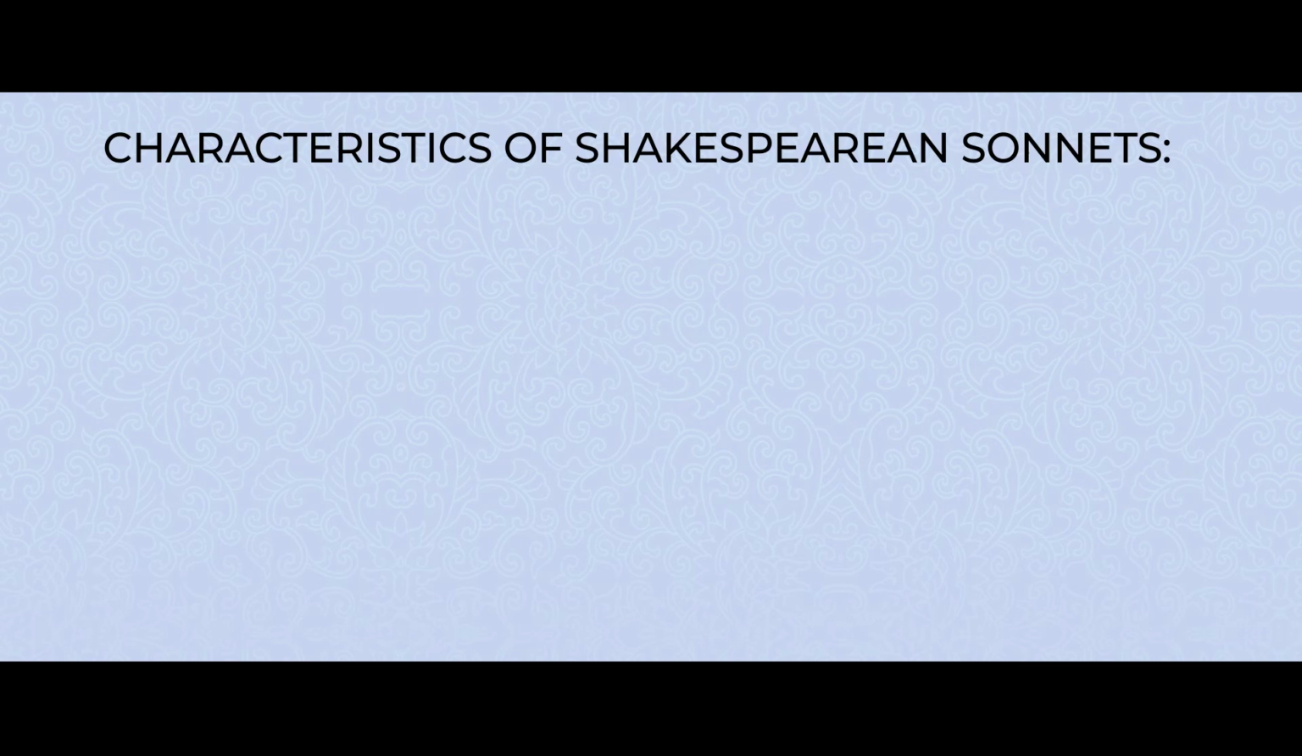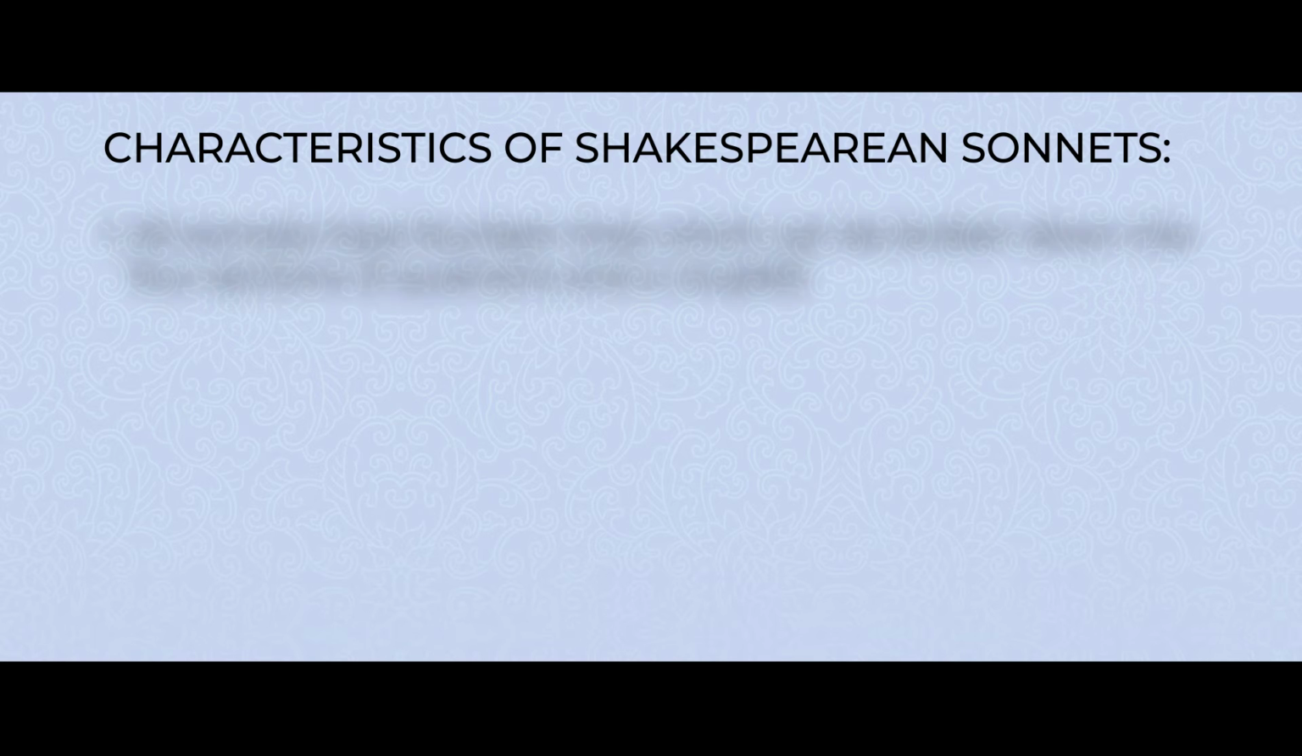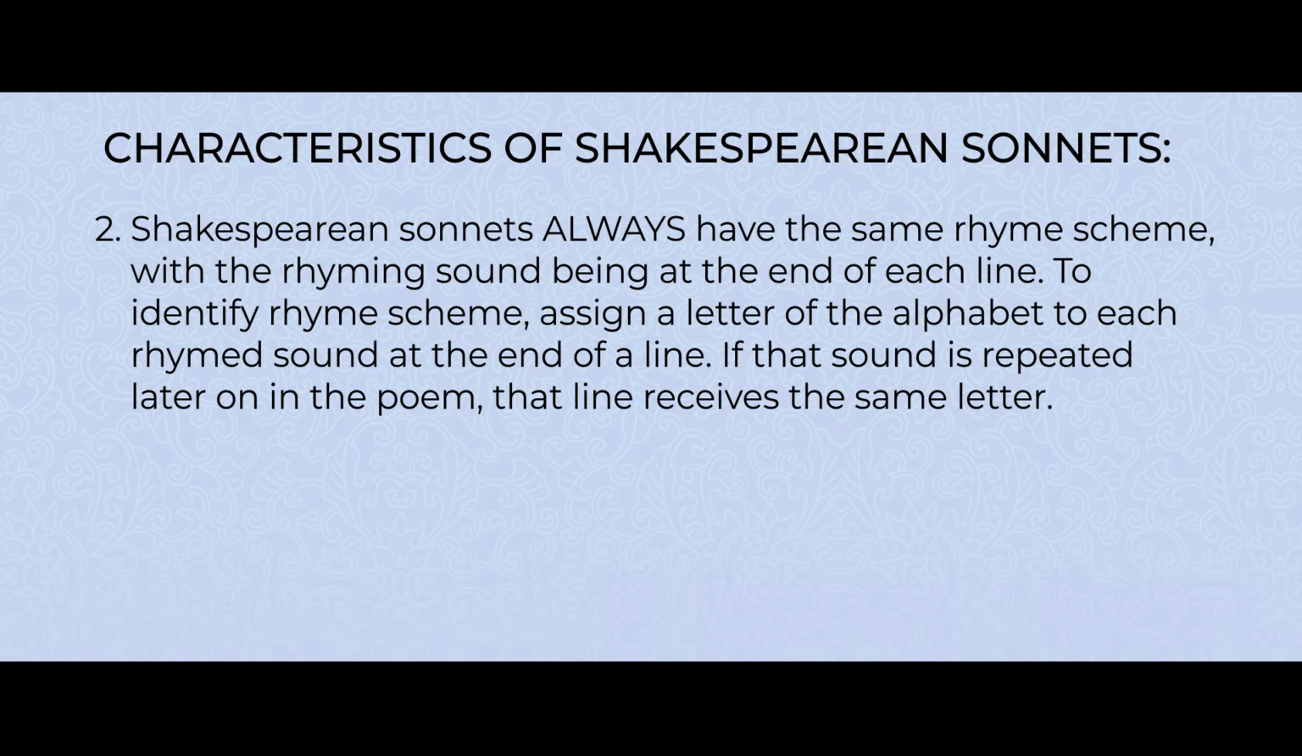We will now look at the characteristics of Shakespearean sonnets. Number 1. All sonnets have 14 lines that can be broken down into 4 sections, namely 3 quatrains and a couplet. Number 2. Shakespearean sonnets always have the same rhyme scheme, with the rhyming sound being at the end of each line. To identify the rhyme scheme, assign a letter of the alphabet to each rhymed sound at the end of a line. If that sound is repeated later on in the poem, that particular line will receive the same letter.